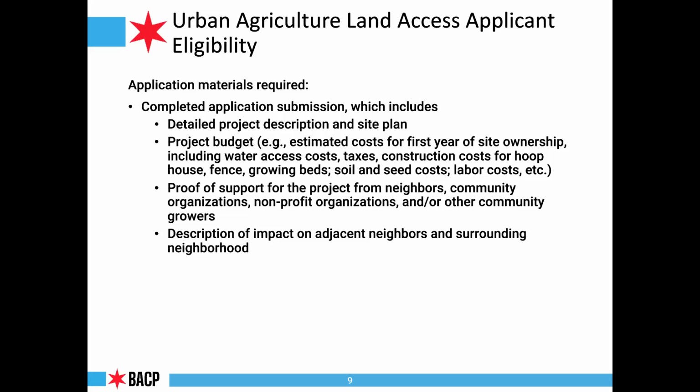And then we also want to see proof of support from the surrounding neighborhood or community. That can be through neighbors on the block, community organizations located within the area, nonprofit organizations, as well as other community growers who the applicant has worked with in the past, who can discuss or provide support of the type of growing experience that the applicant has.